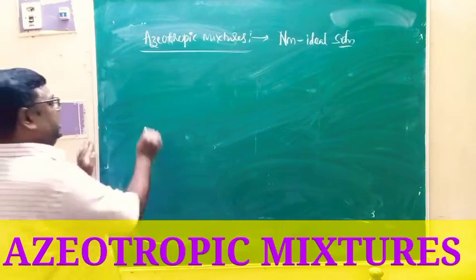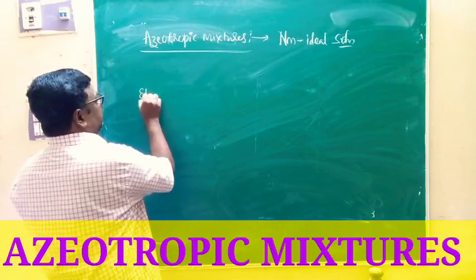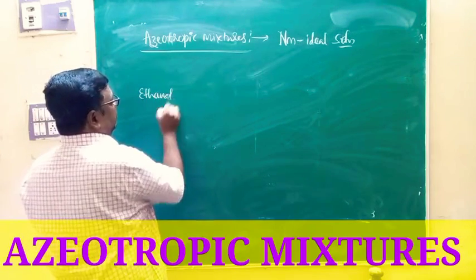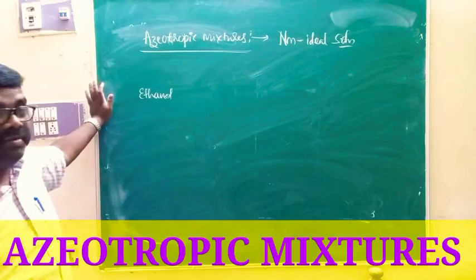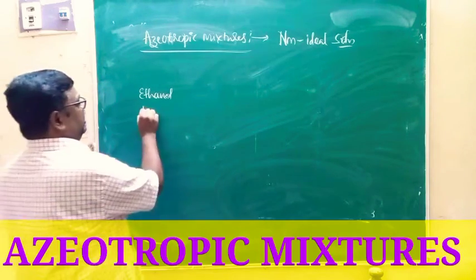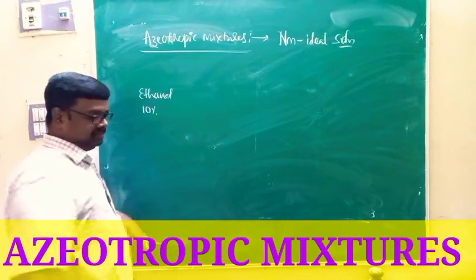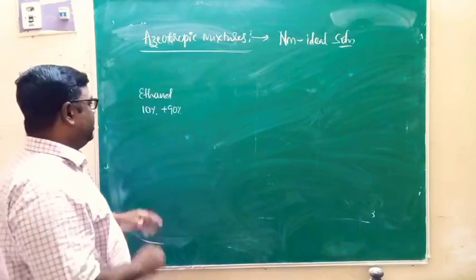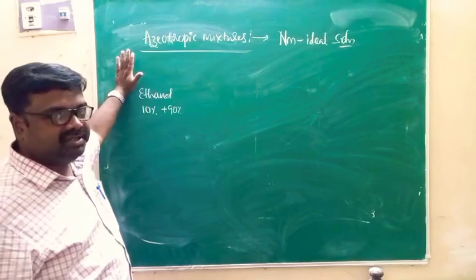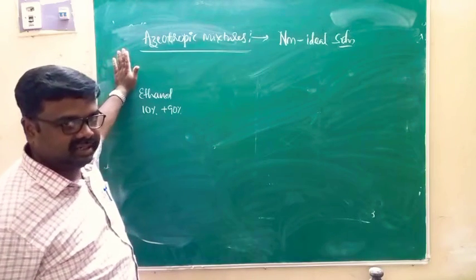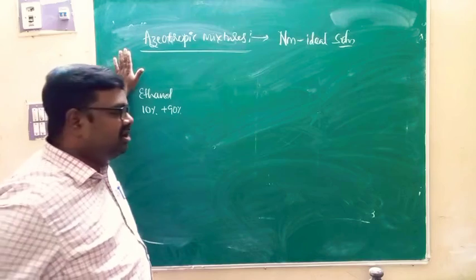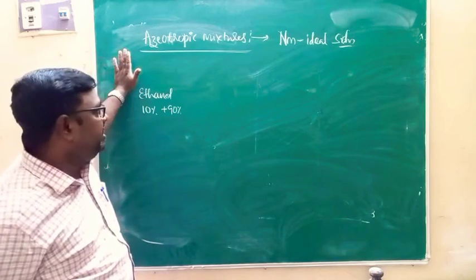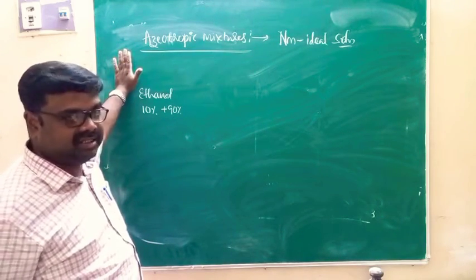Just imagine that ethanol is prepared from fermentation of molasses. It is generally 10% ethanol and 90% water. This is the ethyl alcohol obtained from anaerobic fermentation of molasses.